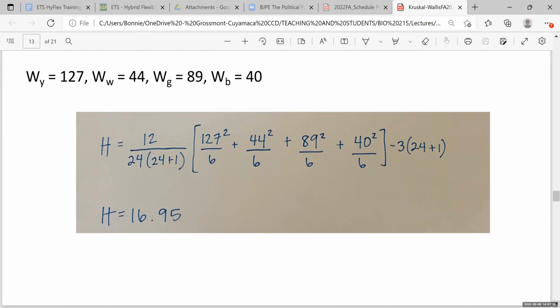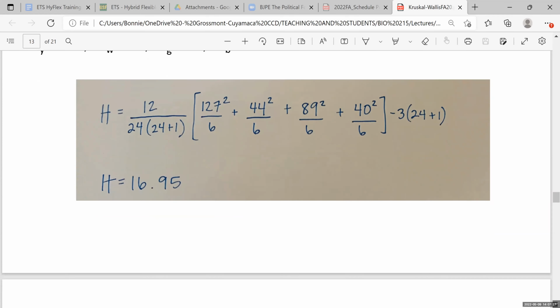All right, so we get our value of capital H equals 16.95. Well, what the heck does that mean? What do we have to do next? We have found our value for our test statistic, so we need to find the p-value associated with it. Remember, for Kruskal Wallis, we're going to use the chi-square distribution.